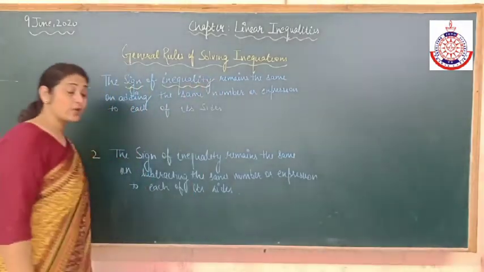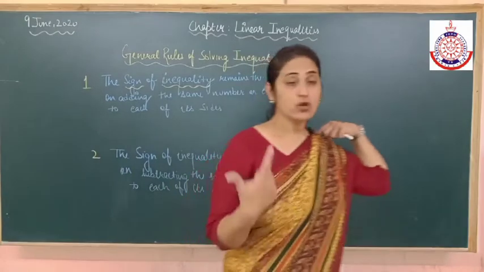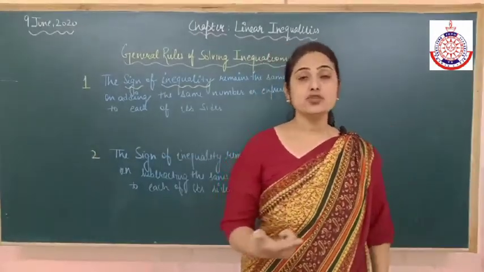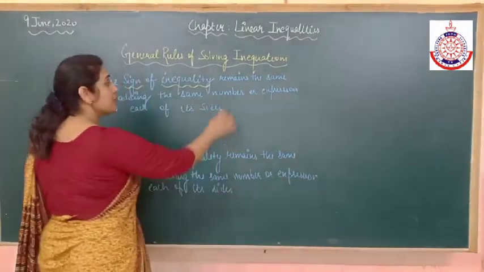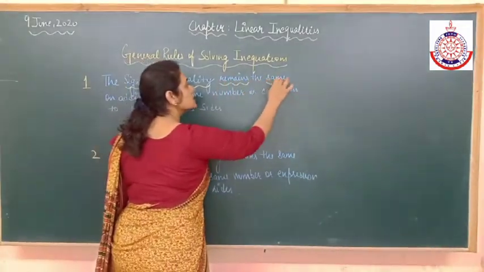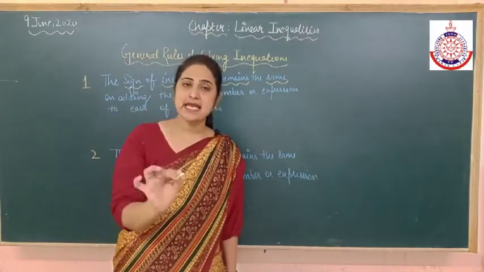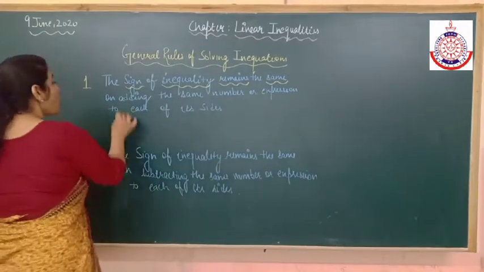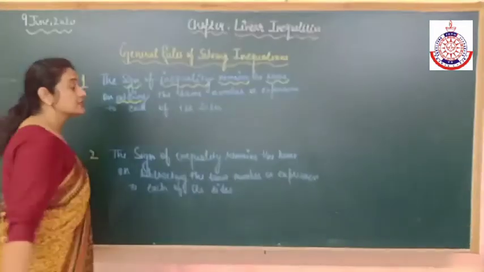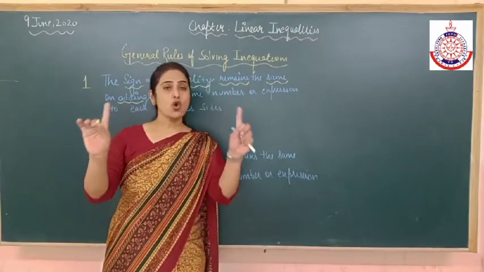The sign of inequality, you know, we have four signs: less than, greater than, less than equals to, or greater than equals to. The sign of inequality remains the same. That means if it is less, it will remain less. If it is greater, it will remain greater on adding the same number or expression on each of its sides.